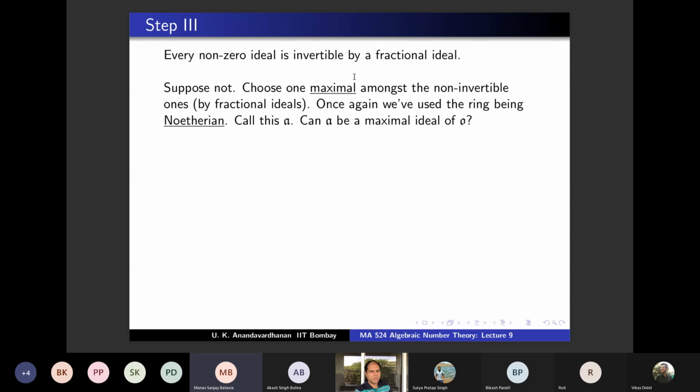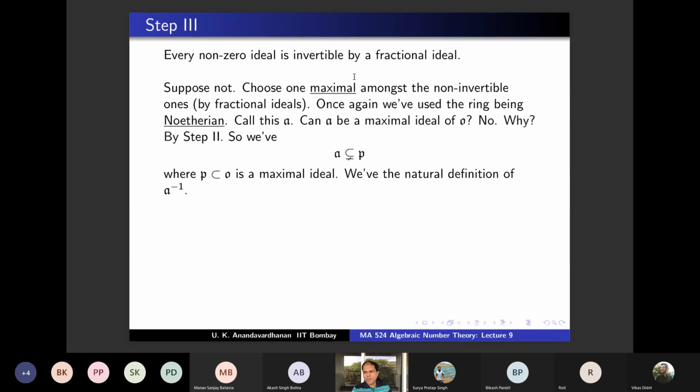No, because maximal ideals are invertible. Yes, by step 2. By step 2, maximal ideals are invertible. Therefore, A is not maximal. Answer is no. Why? Answer is step 2. Therefore, it's properly contained in a maximal ideal, right? This is also Zorn's lemma, no? Axiom of choice, whatever, Zorn's lemma. Every ideal is contained in a maximal ideal. This is where your ring theory starts. So A is strictly contained in a maximal ideal P.